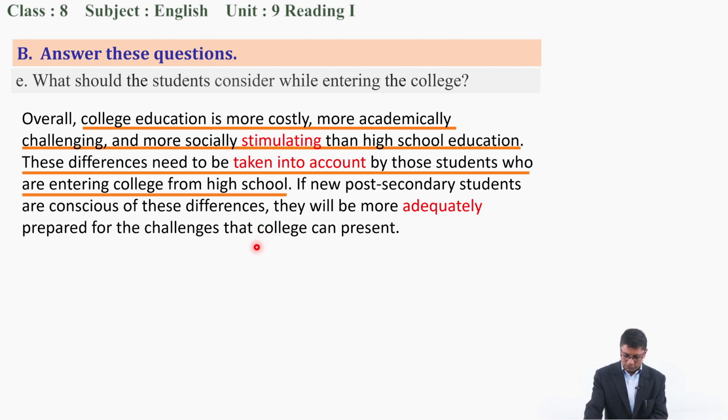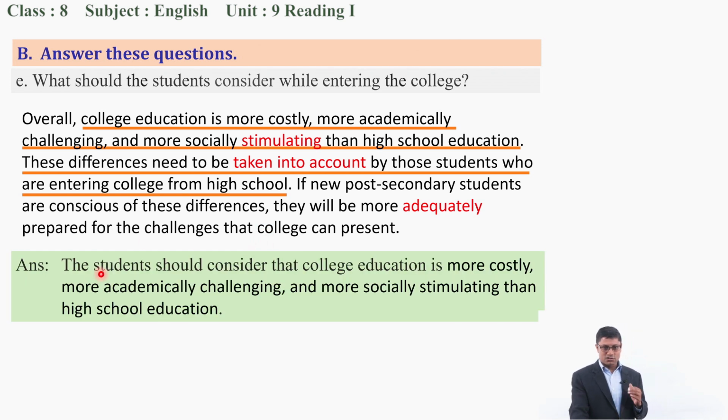Okay, so is your answer similar to this? The students should consider that college education is more costly, more academically challenging, and more socially stimulating than high school education. Is your answer similar to this? Okay, very good. Now, let's move on to exercise C.